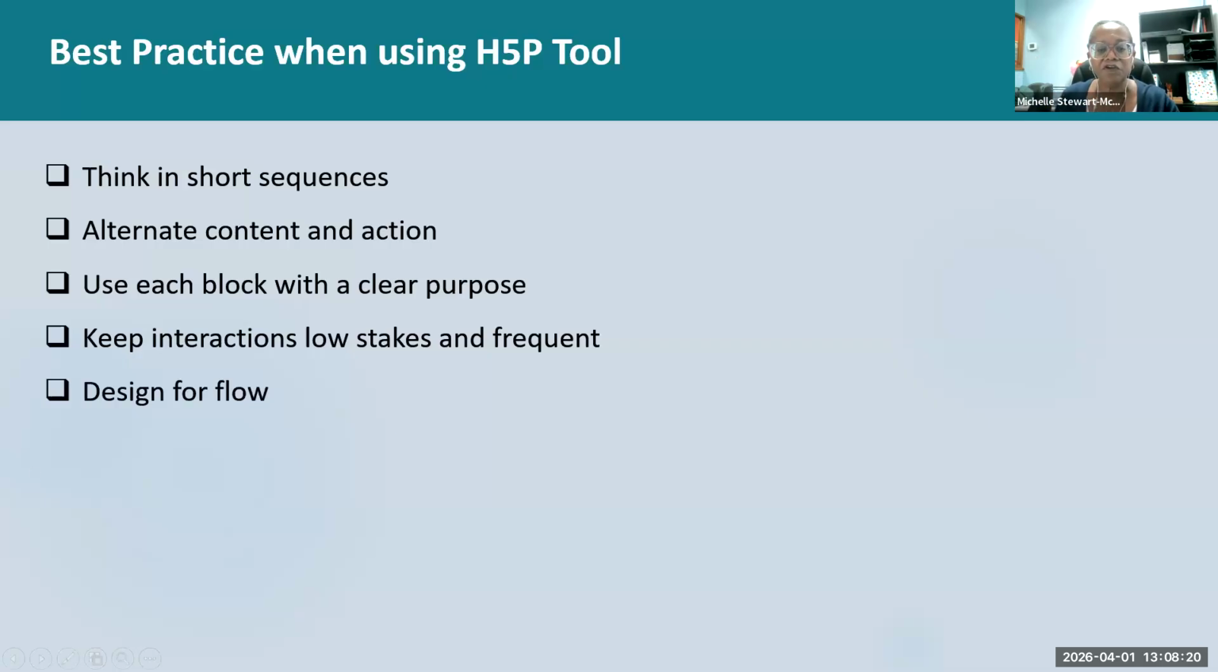And then you design for flow. So remember that this is all about teaching and learning. You're not just going to put in the features because, wow, this thing has 53 different content types. Let me see if I can put 50 in there. That is not the approach. It's about teaching and learning. It's about looking at your learning outcomes.